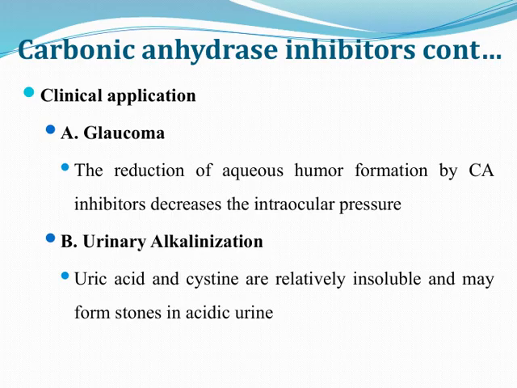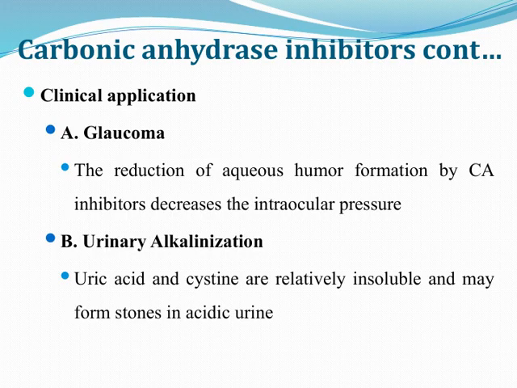Uric acid and cysteine, which are substances that can form stones, are relatively insoluble in acidic urine. When we use CA inhibitors to make the urine more alkaline, it helps dissolve or prevent the formation of these stones. So, in essence, these drugs can be quite useful beyond their primary effects, addressing issues related to fluid balance and stone formation.